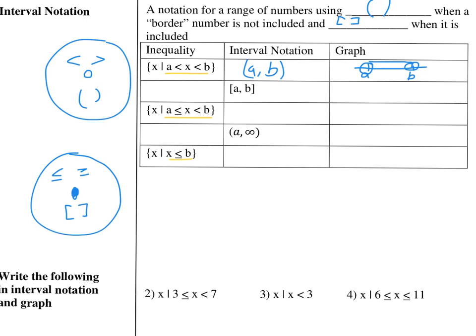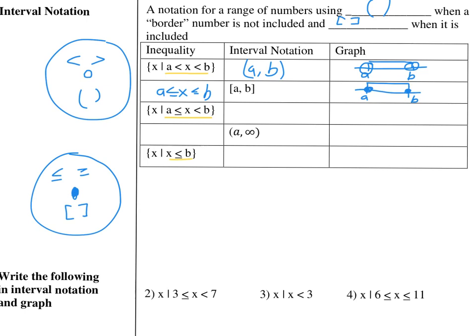So then for the next one, the interval notation is in brackets. So that means when we're doing the number line graph, that is a closed dot. And then when we're doing our inequality, I'm not even going to put that x bar thing. I'm just going to put A is less than or equal to x is less than or equal to B.